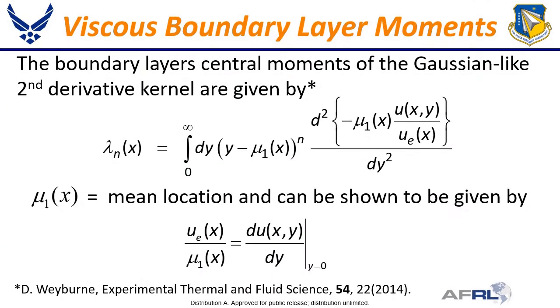Borrowing from probability methodology, the boundary layer thickness in terms of central moments of the Gaussian second derivative kernel is given by this equation. To make this into a PDF type moment equation, it is necessary to add mu sub 1 and u sub e to normalize lambda 0. The mu sub 1 parameter also happens to be the mean location, the first moment about 0.